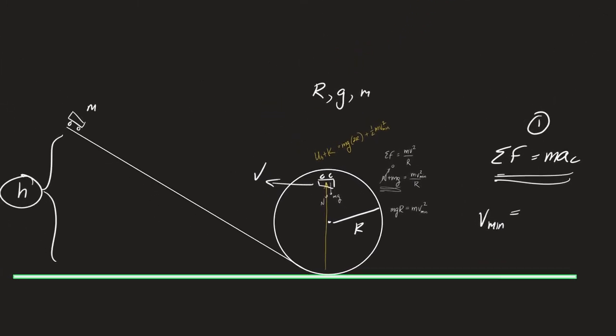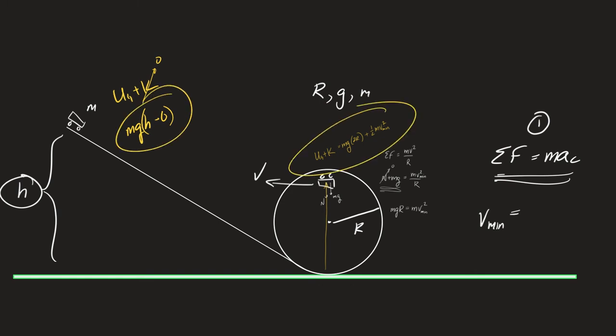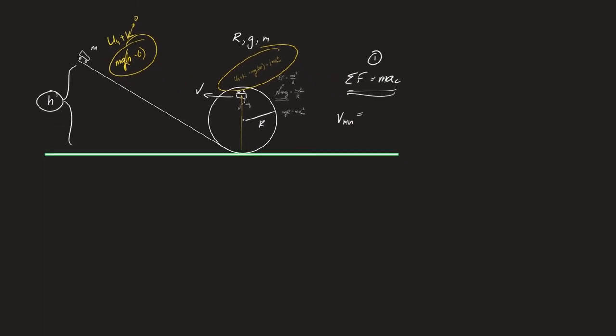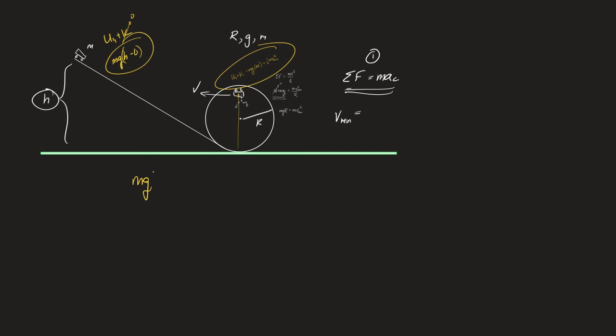What kind of energy do I have here? Well, it's going to start from rest, so when I consider the two possible forms of energy, I think we're starting at 0. This will have to be mg h minus 0. This amount of energy has to be equal to that amount of energy. So when you put it together, mgh has to equal mg times 2r plus 1/2 m v min squared.